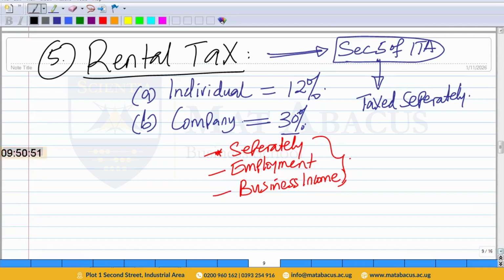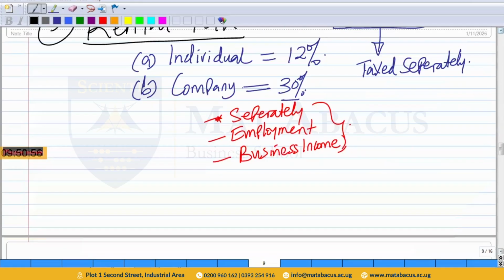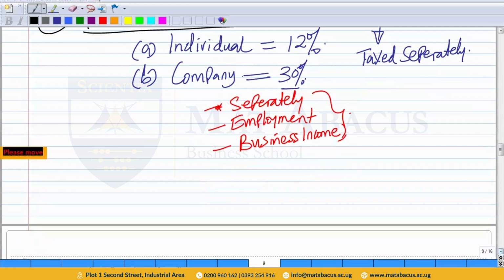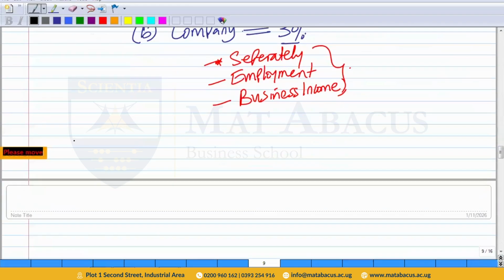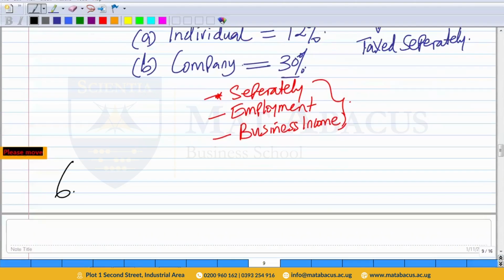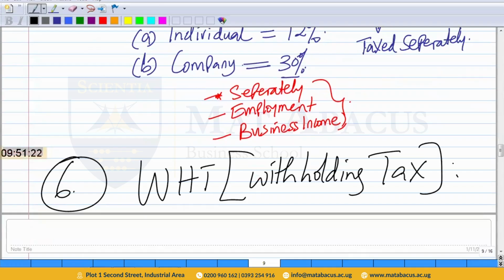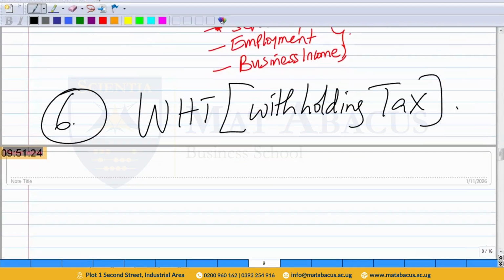So the other area, any question here? Okay, the other area is number what? This is number 6. We shall look at withholding tax. So withholding tax, what is this withholding tax? We shall look at withholding tax.